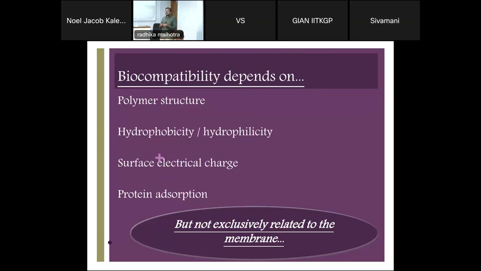So it doesn't always depend on the membrane, but also on many other parameters like flow parameters. If your flow rates are too high, it can shear your blood cells. Once the blood cell is sheared, all the proteins can pass through, again causing negative effects or things like that.